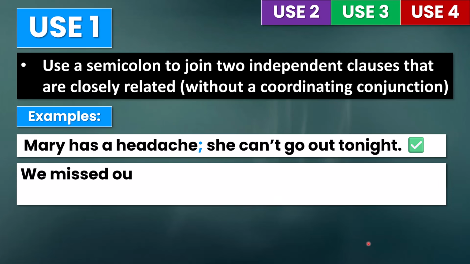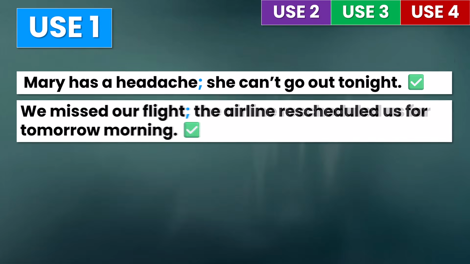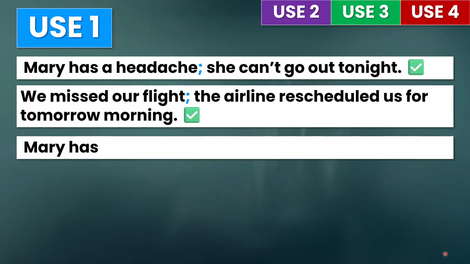Here's another example. We missed our flight. The airline rescheduled us for tomorrow morning. Once again, we have a semicolon combining these 2 independent clauses that are closely related. There are some alternatives to using the semicolon, which I would like to show you as well.